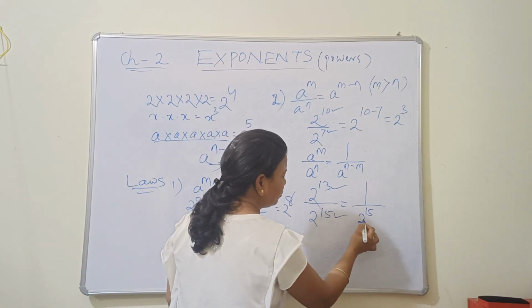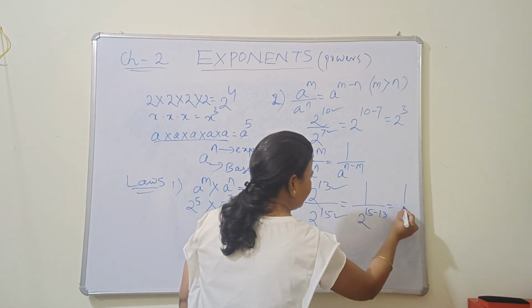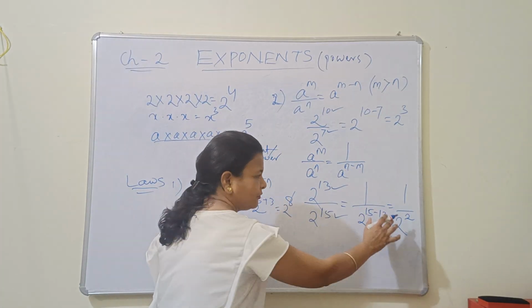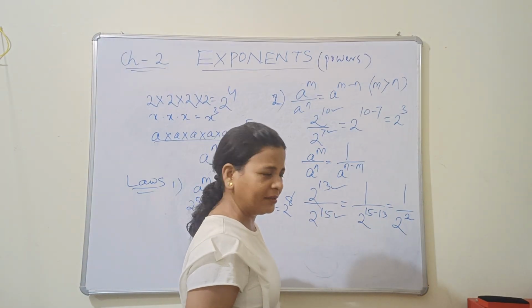That's why 1 by 2 to the power 15 minus 13 would be 1 by 2 to the power 2. So this way the answer would be, further we would write it as 2 to the power minus 2. We would learn that in another law.